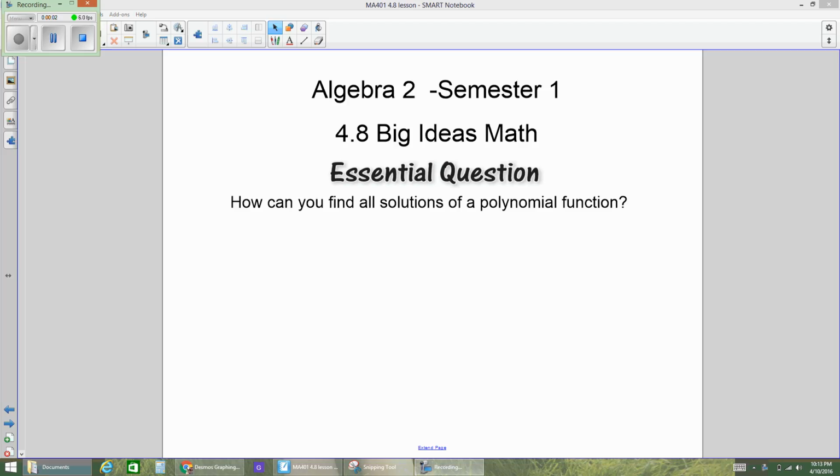All right, welcome to Algebra 2. This is Section 8 of Chapter 4. This is the big lesson, guys, because this is where you put everything you've learned together to see how to find all solutions of a polynomial function.